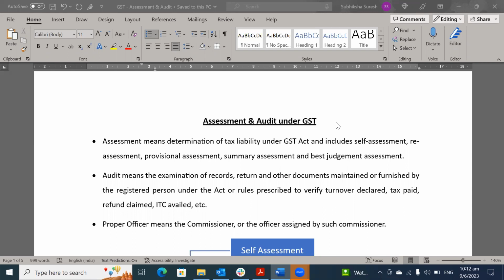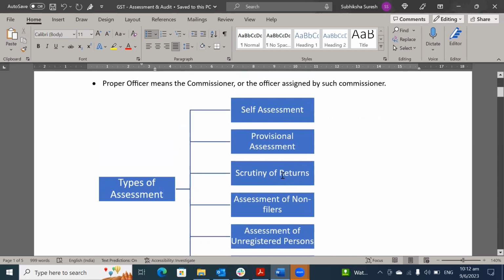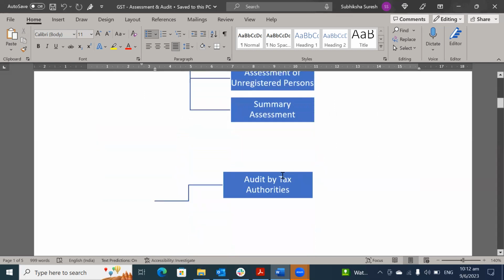Under GST Act, we will say the assessee as registered taxable person. So, assessment means determination of tax liability under the GST Act. How much tax he has to pay under central tax and state tax under GST. So there are basically four types of assessment under GST Act. And audit means examination of records, written and other documents. During GST audit, the proper officer or the concerned person will check the returns already filed by the registered taxable person or the records and other documents maintained by the registered person.